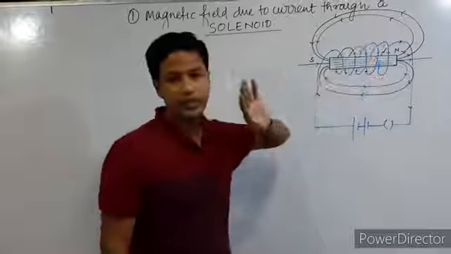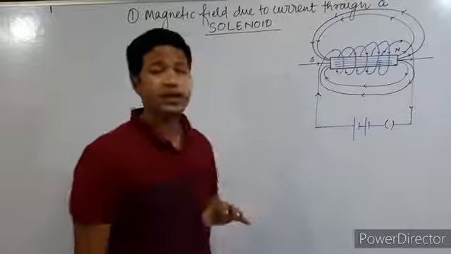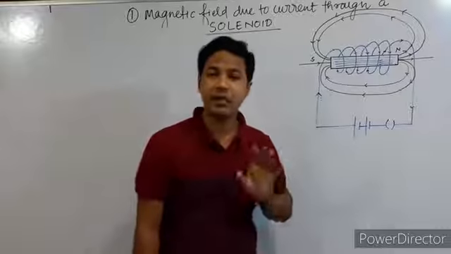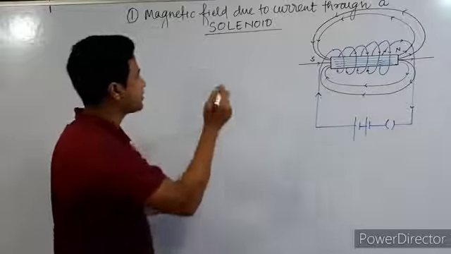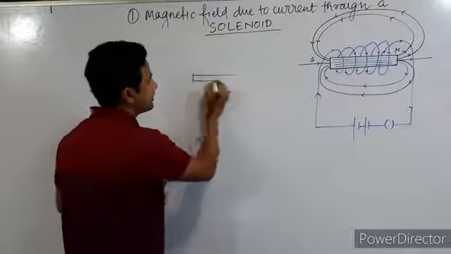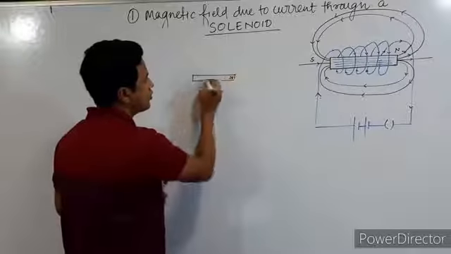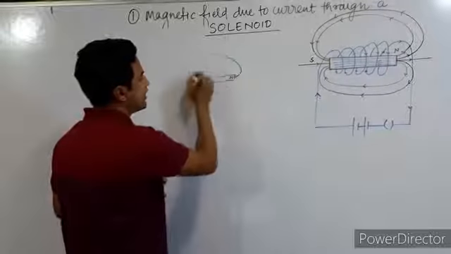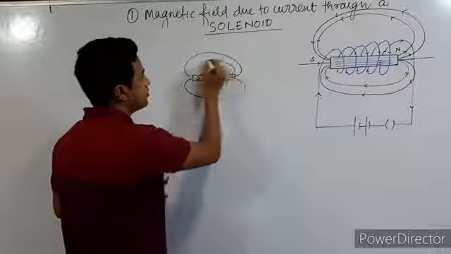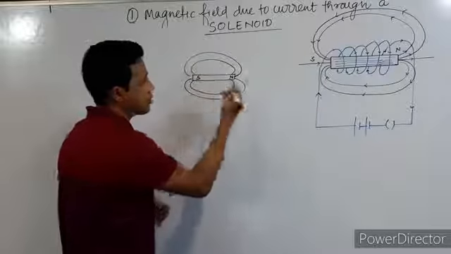So what is its work? A solenoid behaves like a bar magnet. As you observed in the previous video, this is the bar magnet, right? Suppose this is the North Pole, this is the South Pole, and the magnetic field is created like this. So this was the concept with the solenoid also.